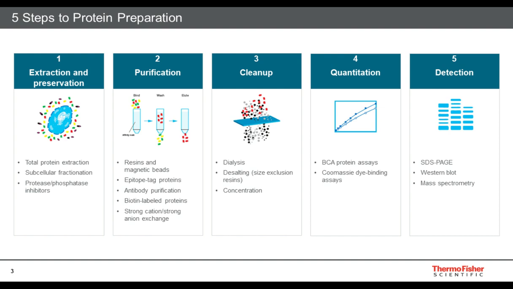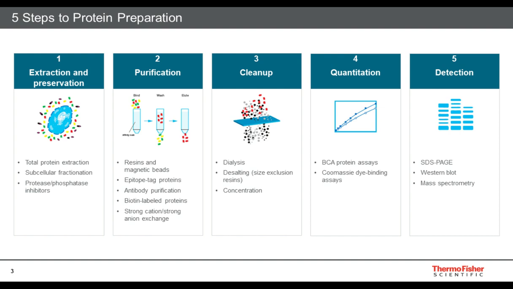Step 4 of the protein prep workflow is quantitation. After all that work, how much protein did you yield from your purification process? Multiple protein assays exist to help answer this question, BCA and Coomassie protein assays being the most popular.